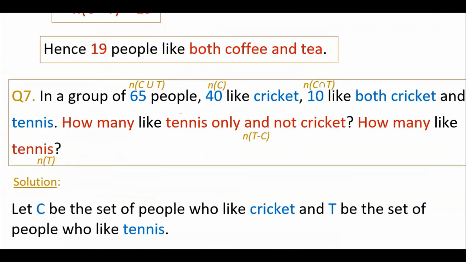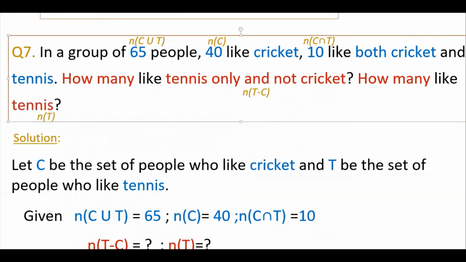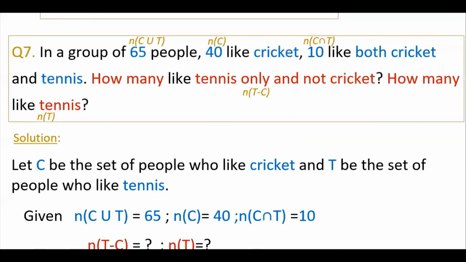Next one is 7th question. In a group of 65 people, 40 like cricket, 10 like both cricket and tennis. How many like tennis only and not cricket? So here, let C be the set of people who like cricket and T be the set of people who like tennis. So 40, this is N of C. And here, in a group of 65 people, so N of C union T. And 10 like both cricket and tennis, so N of C intersection T, this value.